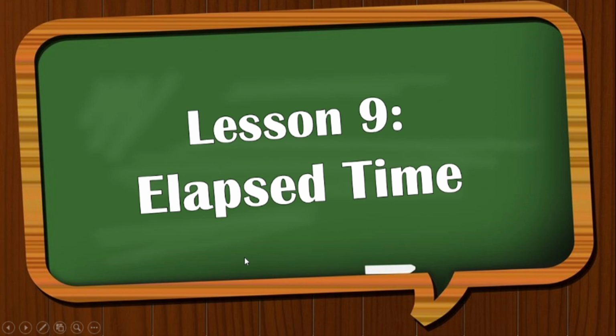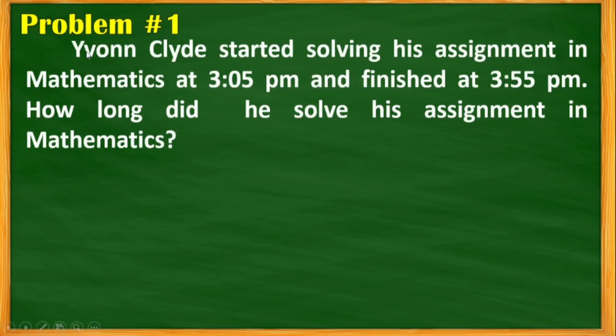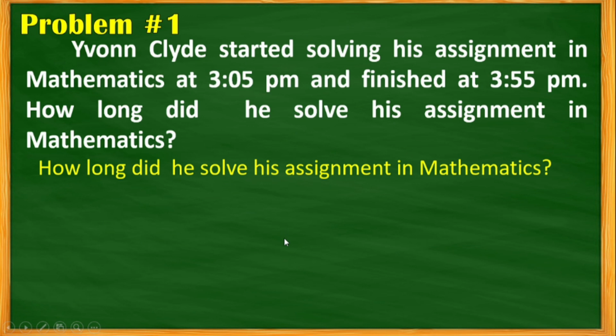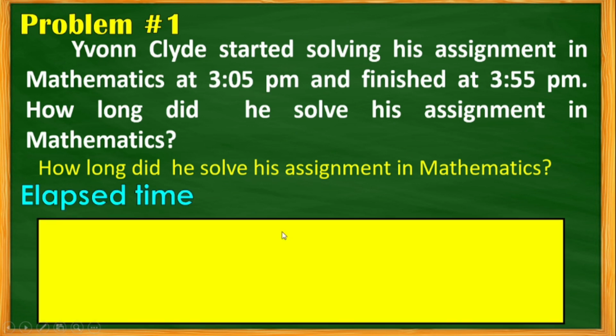The lesson for today is about elapsed time. So let's proceed to the problem first. The problem is: Yvonne Clyde started solving his assignment in mathematics at 3:05 p.m. and finished at 3:55 p.m. How long did he solve his assignment in mathematics? The question in this problem is, how long did he solve his assignment in mathematics? This one involves elapsed time.